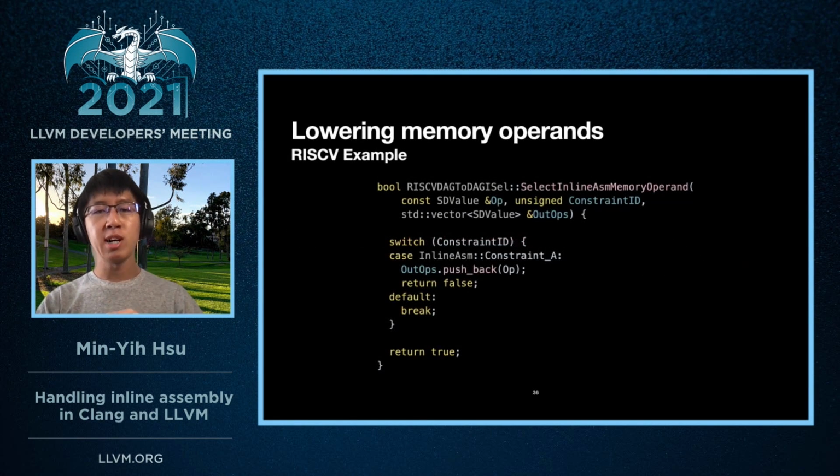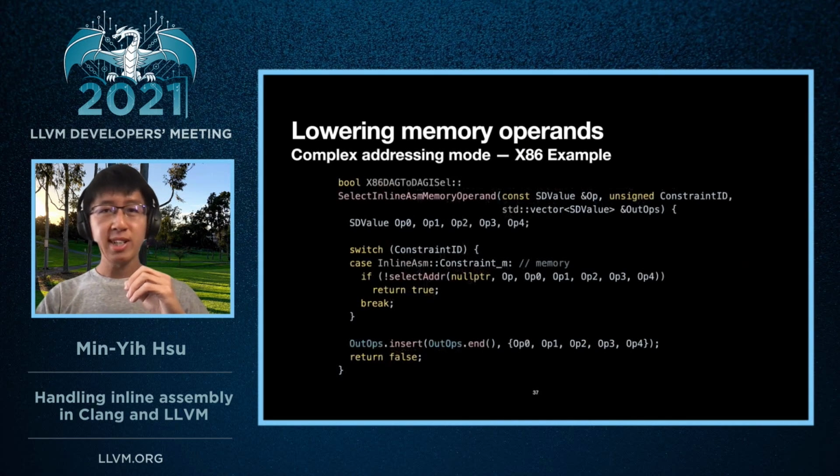Let's see an example of constraint capital A in RISC-V. Note that instead of inspecting the constraint string directly, the ConstraintID function argument of the SelectInlineAsmMemoryOperand function we're checking here is the enum value returned from the previous callback we overrode. And here, RISC-V only does the validation and simply says, hey, if this is Constraint_A, we admit it, and we just put Op as the output result. So it only does the validation.